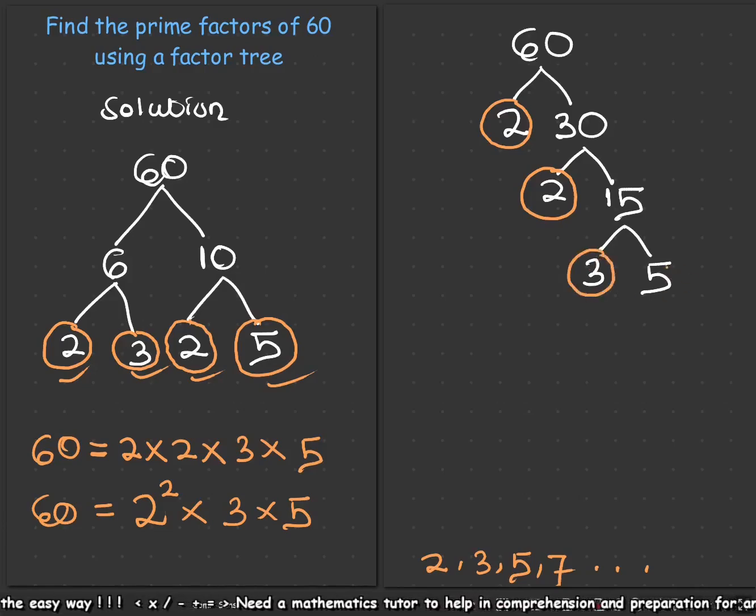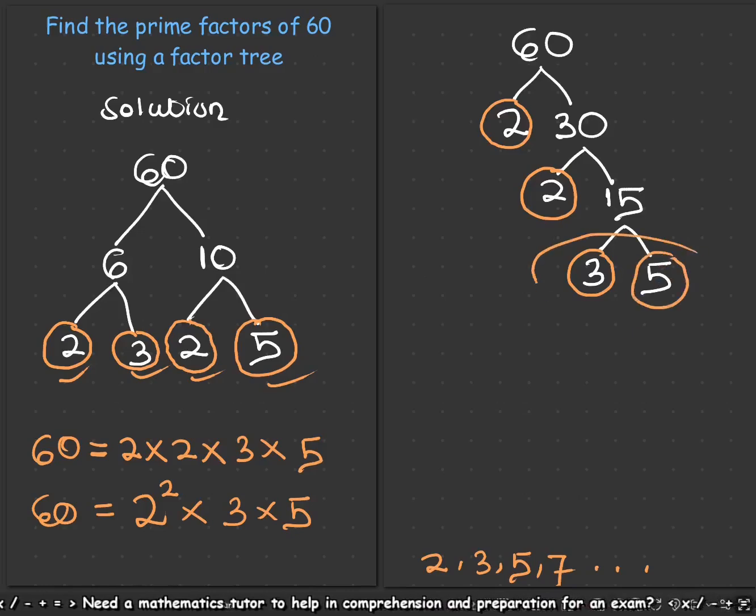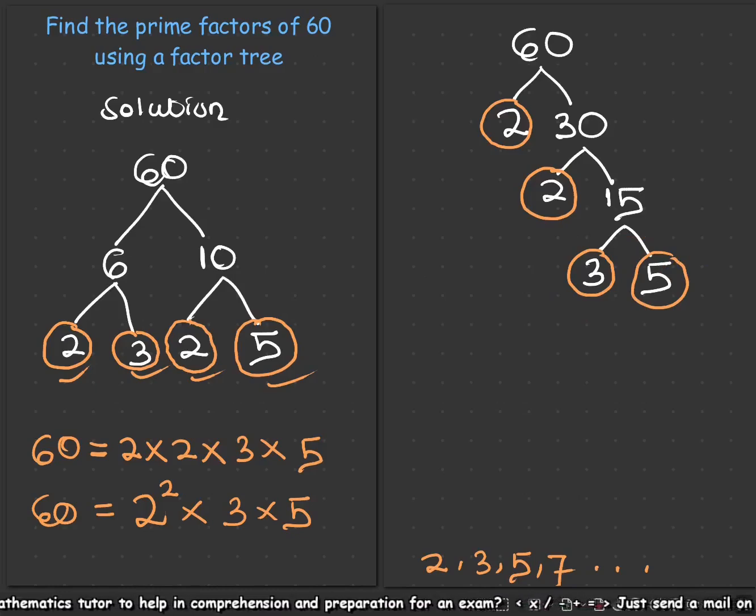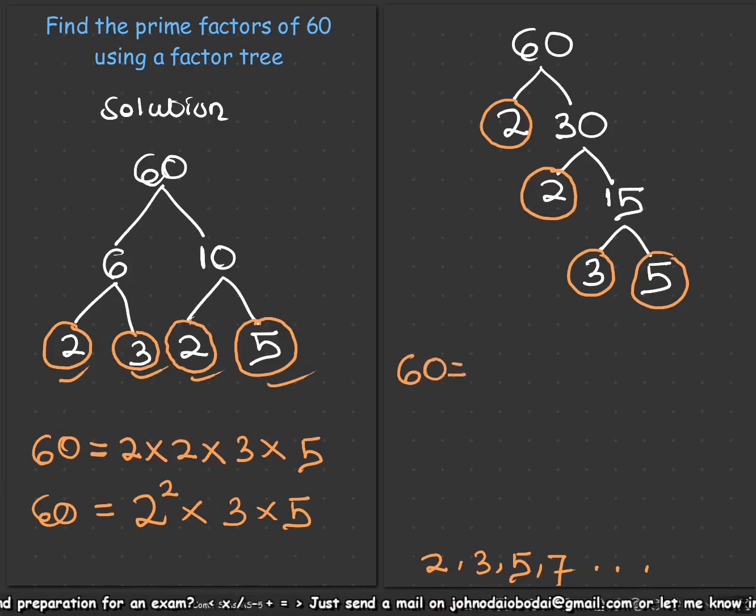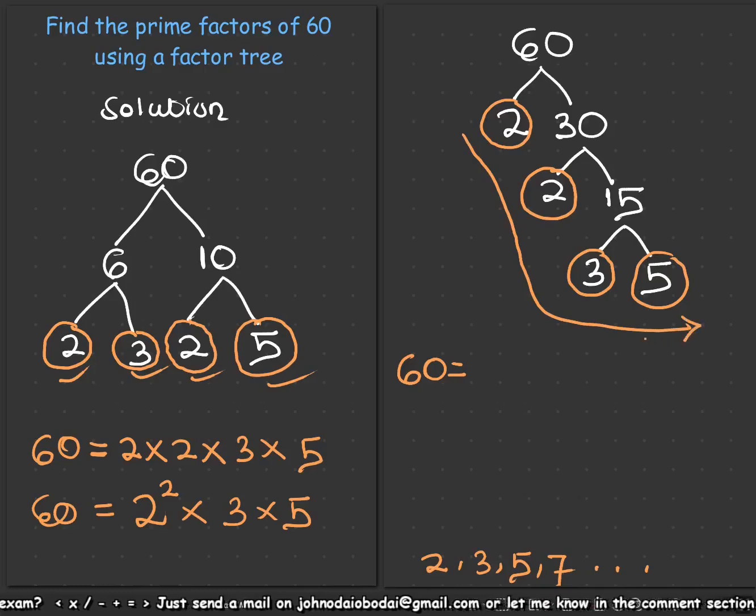Then we go to 5. Is 5 a prime? Yes, it is. So in this case now, we've gotten our final set of what? Branches, which are not going to continue again. So in writing our, what do you call it? The product of prime, then we are going to have 60 is equal to, with this, everything has been arranged nicely for you. You see?